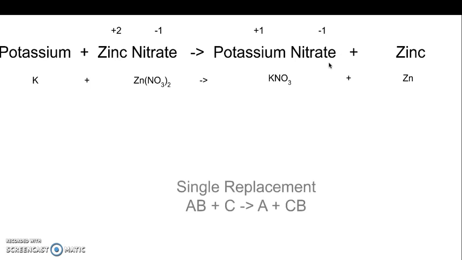This is a single replacement reaction where originally the zinc was with the nitrate, but in the end the potassium is with the nitrate. Let's go ahead and balance this. It looks like everything's balanced except for the NO3s. So I need 2 NO3s on the right. So let's put a 2 here. And that means I need 2 potassiums also on the left.